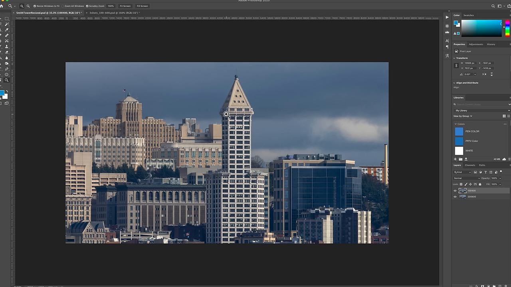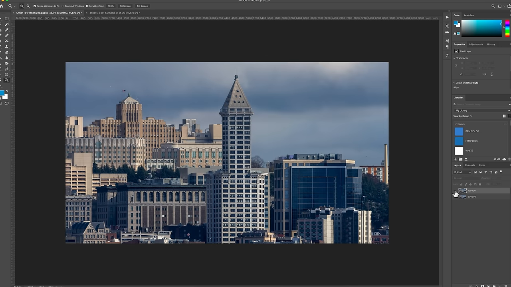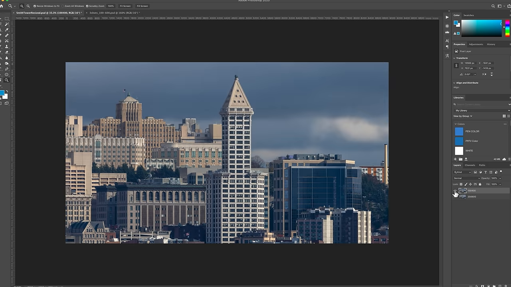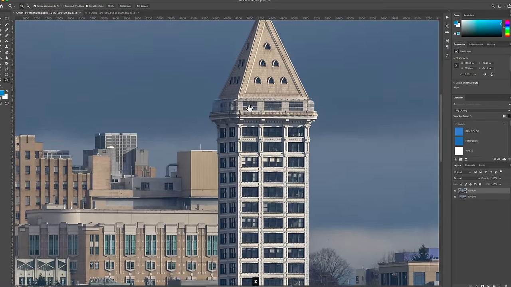So here we are in the Smith Tower, one of our oldest skyscrapers here in Seattle. This is the 100 to 400. This is the 200 to 600. Again, the light changed a little bit, which may throw you off and it might feel a little bit more contrasty, but let's zoom in. The point of focus was right here on the corner of the tower.